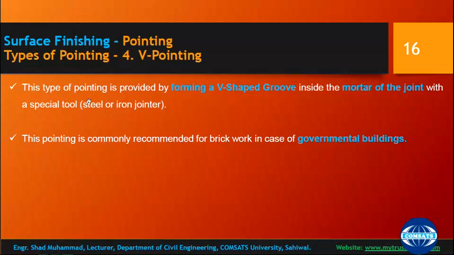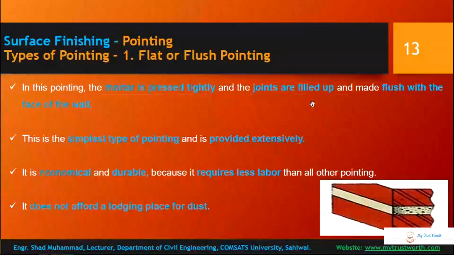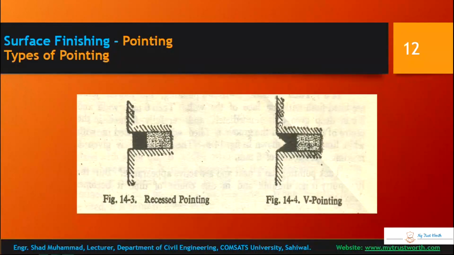Second thing is this, that you don't need a steel or iron jointer because these are very hard materials. You can have a hardened plastic PVC jointer to form a V-shaped groove. In the picture you can see here, a V-shape pointing. Externally it is V, and it is not protruded outward, it is inside, and this is V pointing.